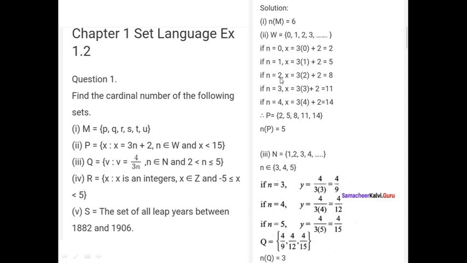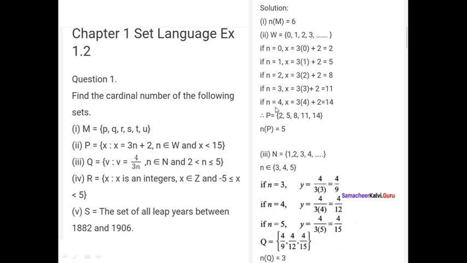Next, n is equal to 2. So our x is equal to 3 of 2. Why do we substitute 2 here? Because in 3n plus 2, in the place of n we have to substitute all the possible n values. So when n is equal to 2, 3 of 2 plus 2: 3 of 2 is 6, 6 plus 2 is 8. When n is equal to 3, x is equal to 3 of 3 plus 2: 3 of 3 is 9, 9 plus 2 is 11. N is equal to 4, x is equal to 3 of 4, which is 12, plus 2, 14.